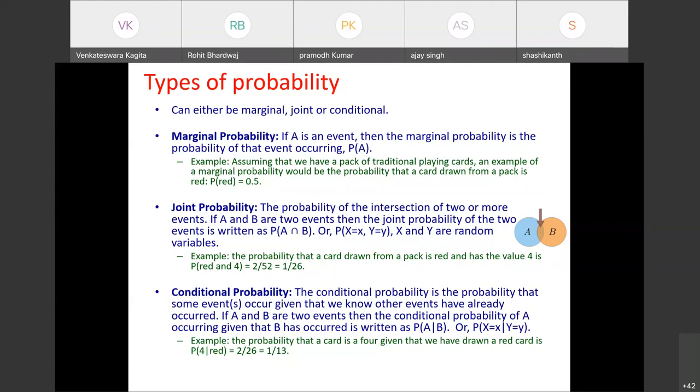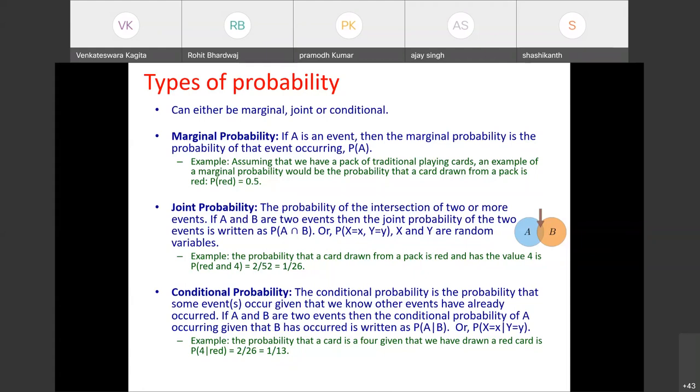How many cards do we have in the deck? We have 52 cards, out of which 26 are red and 26 are black. So what is the probability that it is red? 26 by 52, which is 0.5. If you observe here, you are interested in the probability of red, the marginal probability, irrespective of the value or symbol the card is taking. The red card may be hearts or diamonds, it can take value 1 or 2 or 3 or 4 or 5, any value. Irrespective of all those values, you're just interested in the probability that it is red.